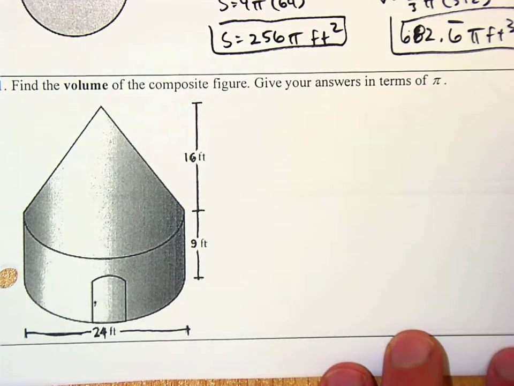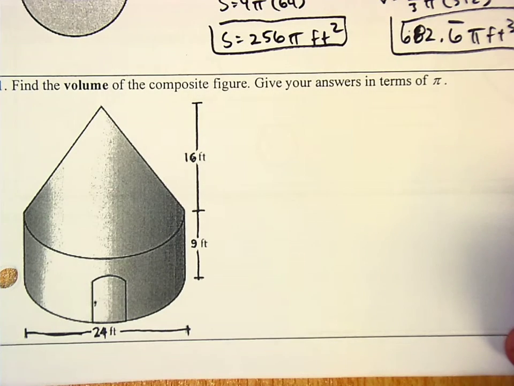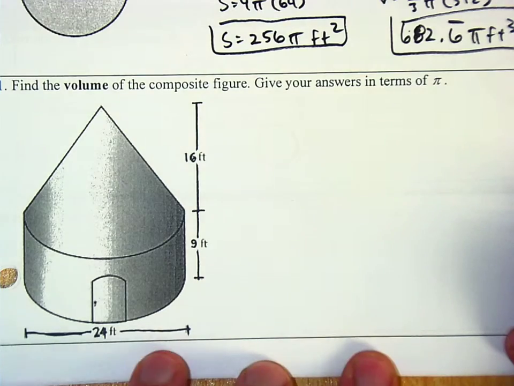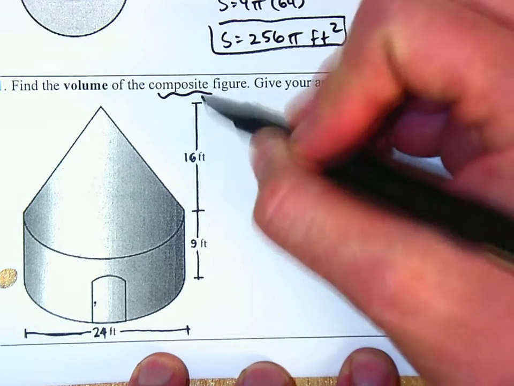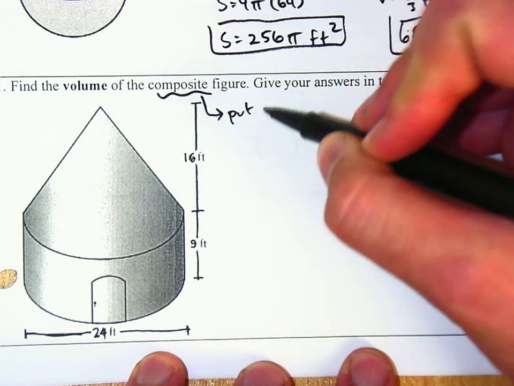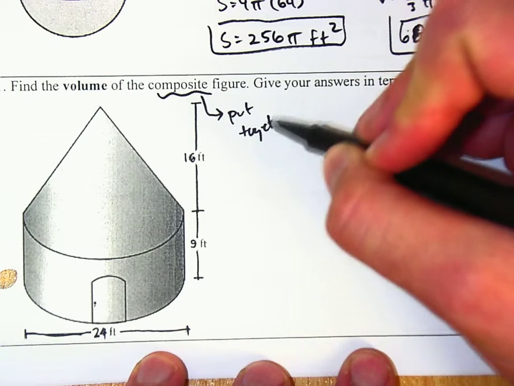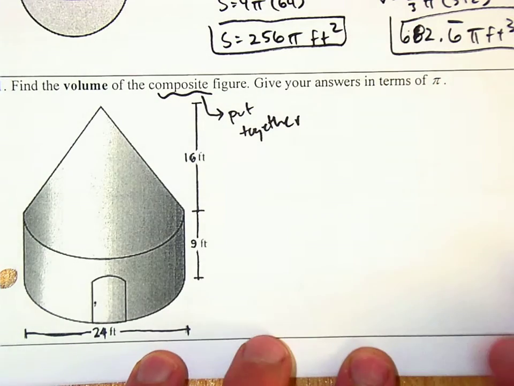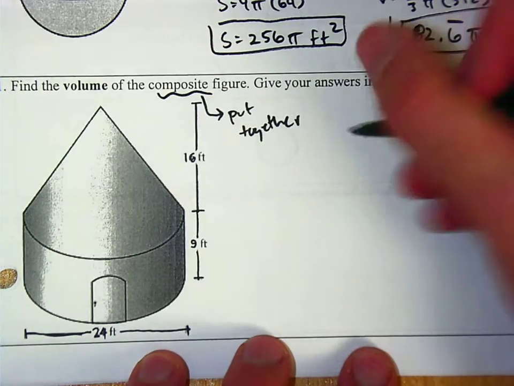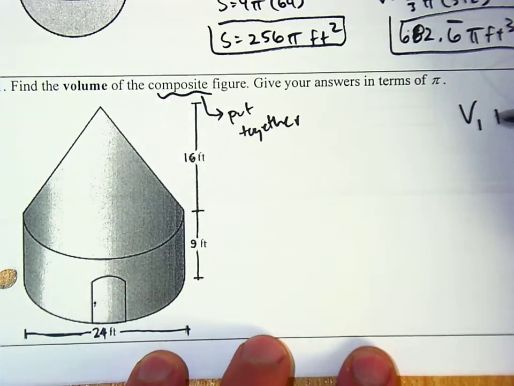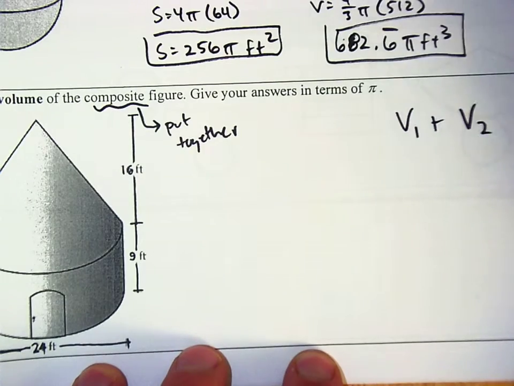All right, so here we're trying to find the volume of the composite figure. Remember that composite just means put together or combined together. So we're going to add these volumes together. So I'm going to do the volume 1 plus volume 2.